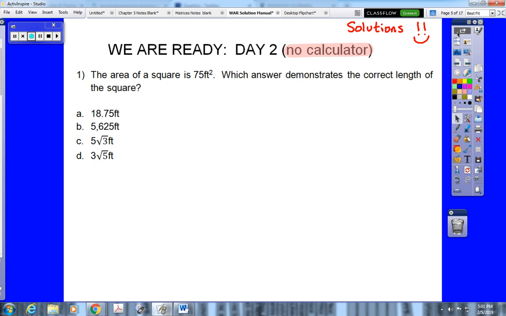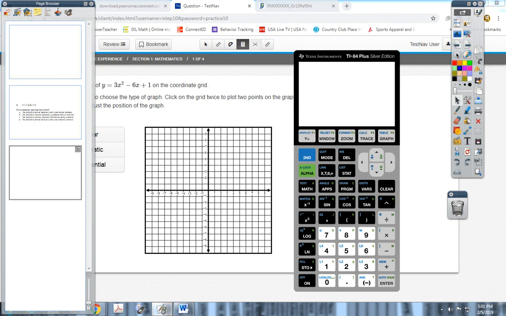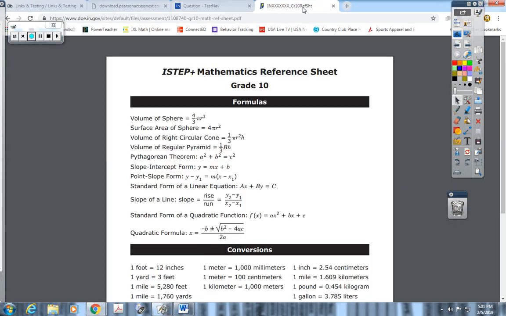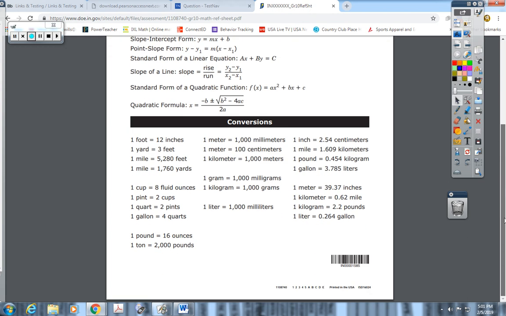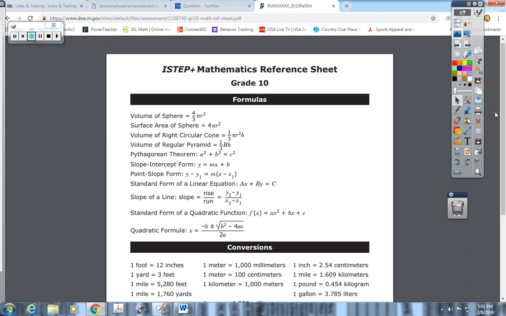Okay, so the area of a square is 75 square feet. Which answer demonstrates the correct length of the square? Well, if we go to the reference sheet, which again will be available to you as a link online, you'll notice that nowhere on the reference sheet does it tell you the area of a square. That's because you're expected to know that information.